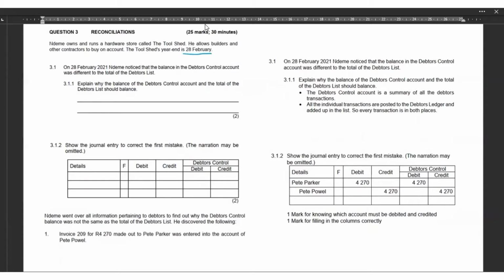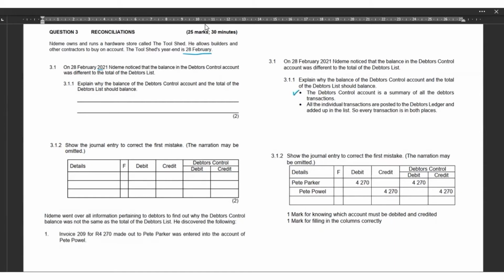3.1.1. On the 28th of February 2021, Ndeme noticed that the balance of the debtors control account was different to the total of the debtors list. This is the very reason that you do a reconciliation. All right. The question is, explain why the balance of debtors control and the total of the debtors list should balance. 2 marks, 2 points. Here's your answer.